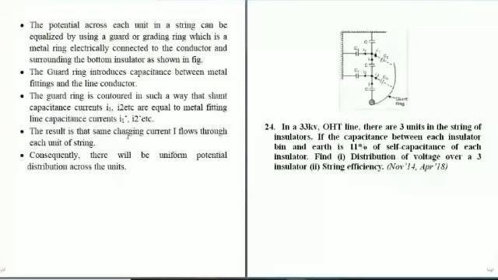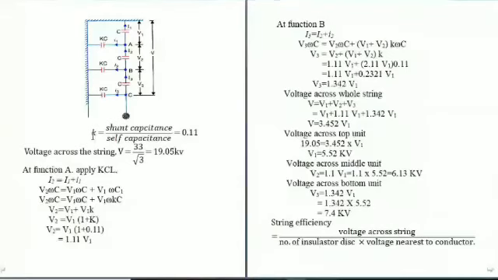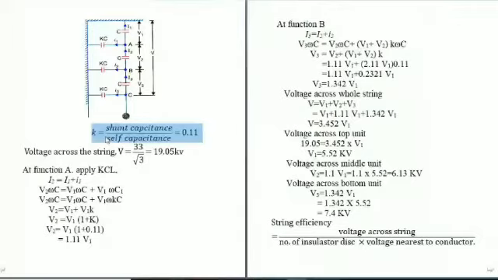Note down the 11%. 11% means 0.11. That value is given in the problem. Point number 1. Okay, clear? Please understand, 11% is given in the problem. That is the K value. 11 divided by 100 is equal to 0.11. That is the K value that has to be calculated.